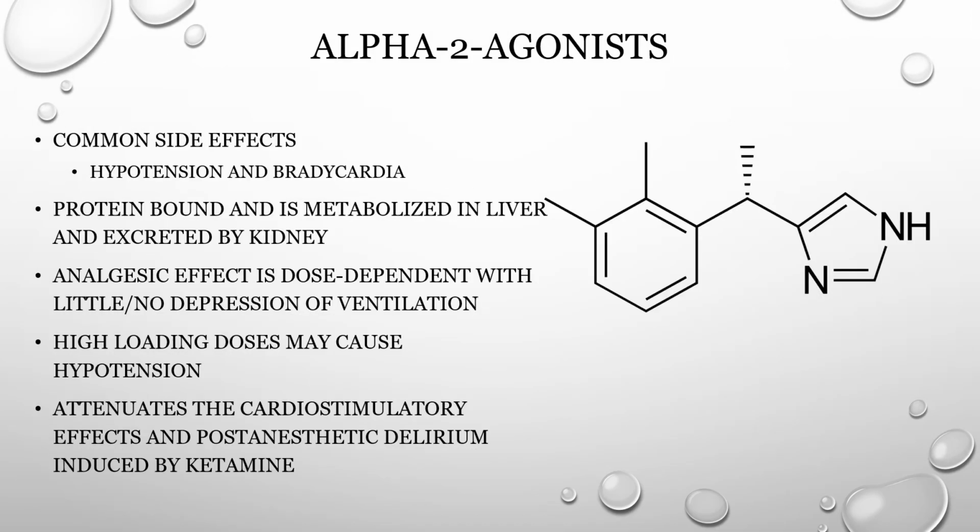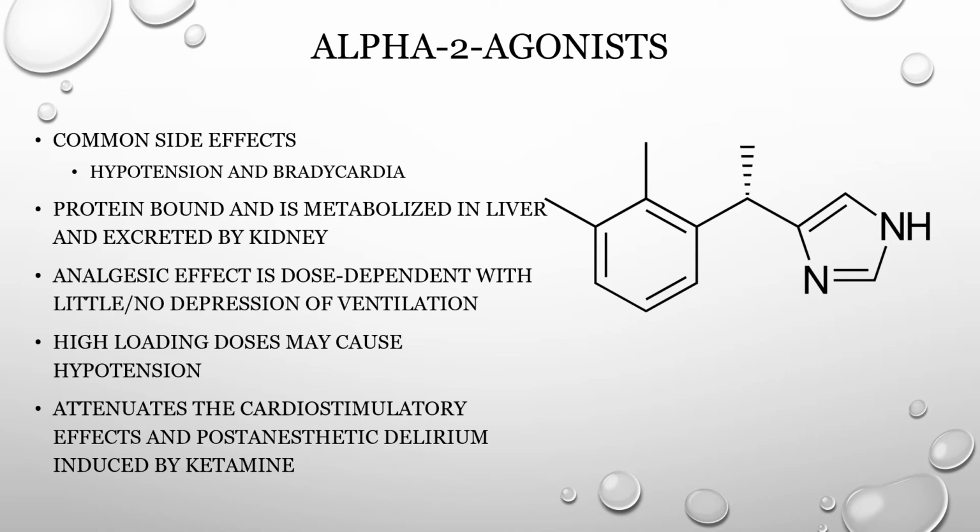The most common side effects of alpha-2 agonists are hypotension and bradycardia. Perioperative administration of the alpha-2 agonists, clonidine and dexmedetomidine, has been shown to reduce postoperative opioid consumption by 4 to 15 milligrams of morphine equivalents respectively, as well as reduce the pain intensity and nausea in patients.